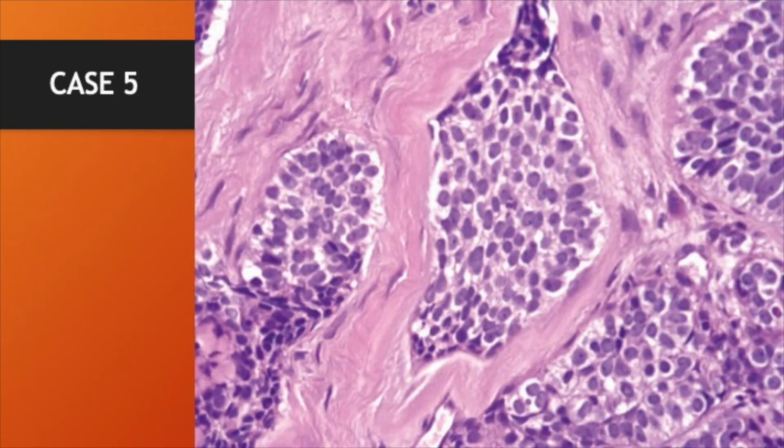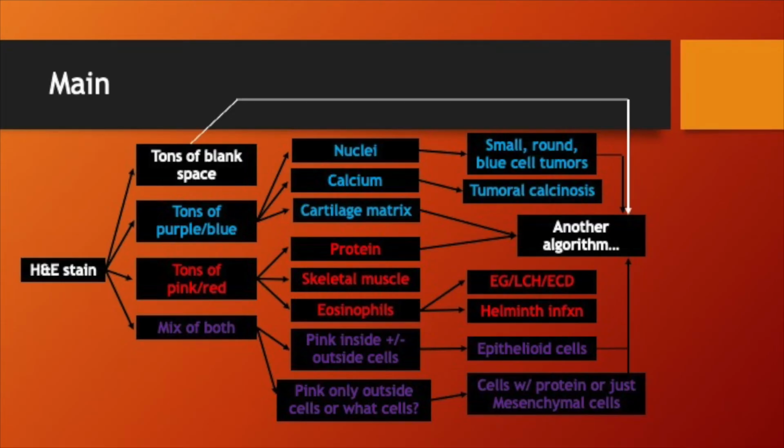Now we'll move on to case number 5. Here's one where we've got a couple of different findings under this microscope. You can see a lot of this pink milieu and then this hypercellular purple milieu. So let's go to our main algorithm, and what do we have? Do we have tons of blank space? Nope. Do we have tons of blue and purple? Yeah. Do we have tons of pink and red? Yeah. So I would say, hey, we've got a mixture of both here.